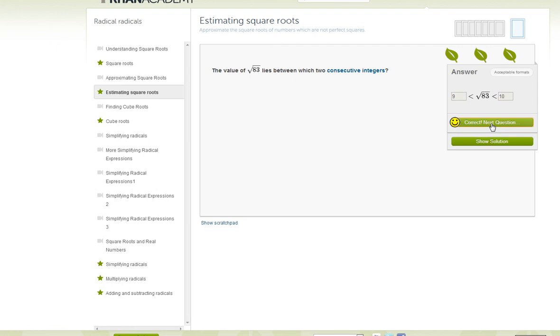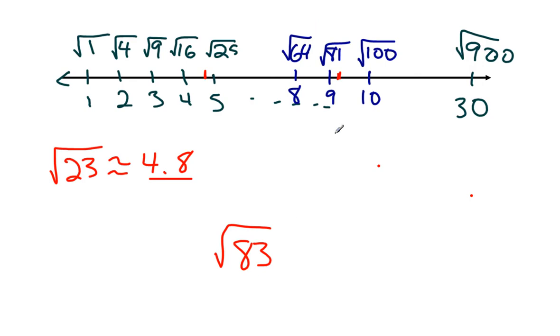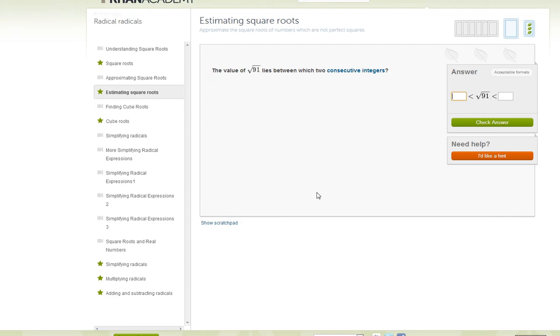We check it, correct. And we can do this all day long. The square root of 91, well, that's the same answer, because 91 is still between 81 and 100, although it would be a little bit more towards the center here. So that's still between 9 and 10.